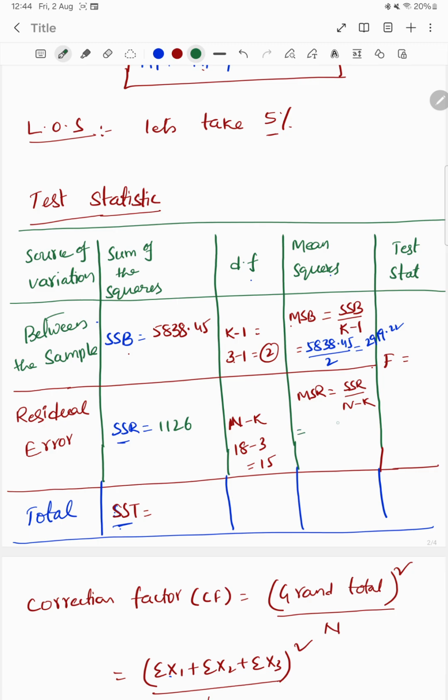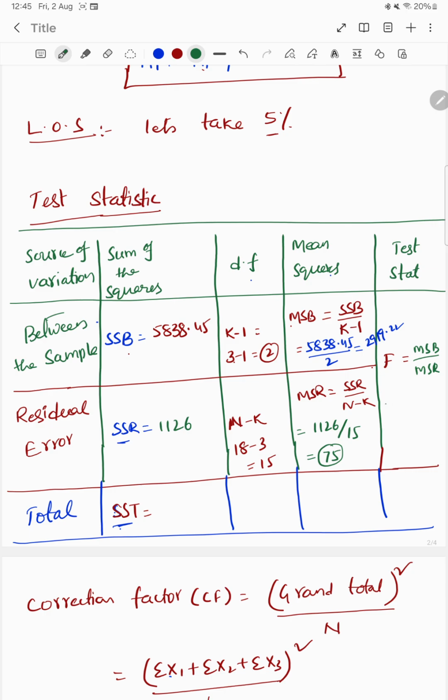With this we can find MSR. MSR is nothing but SSR divided by n minus k, which is 1126 divided by 15, and this gives us 75. Okay, so now we have both MSB and MSR. Therefore, the test statistic F is equal to MSB divided by MSR.